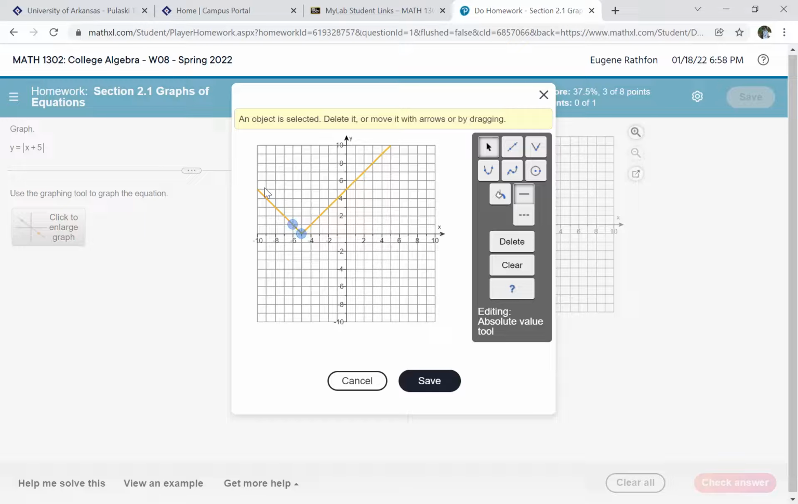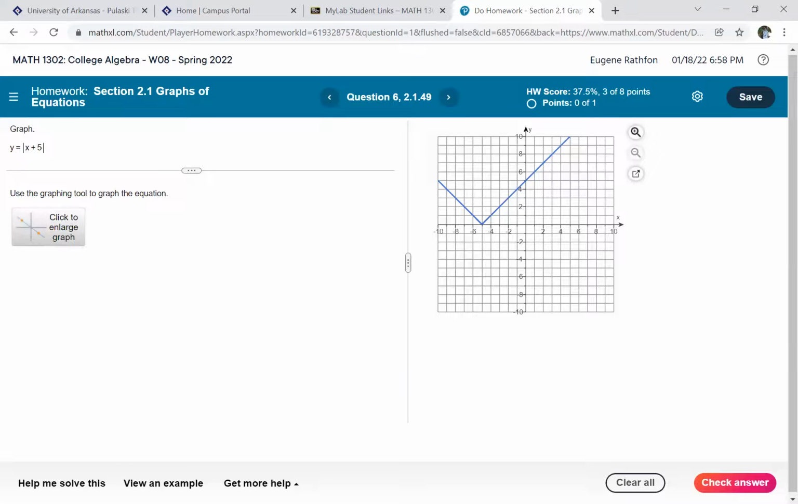Mm-hmm. So any point up in here, you point it. But see, if I'd have picked numbers less than negative 10, the graph wouldn't have been big enough. And over here, if I'd have grabbed X bigger than positive 10, it wouldn't have been big enough to plot them on, okay? So save that and then move on.